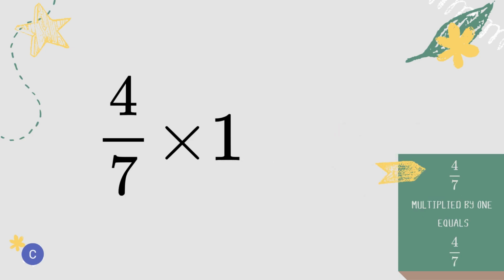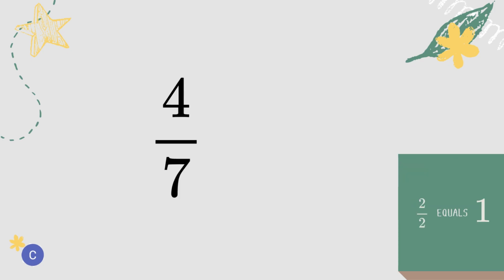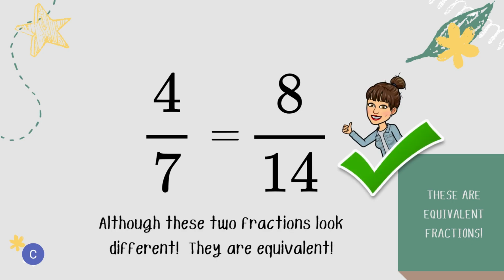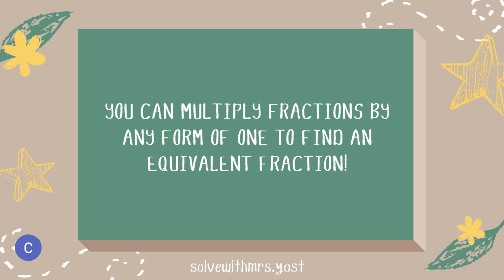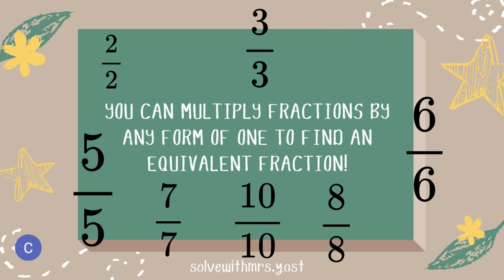4/7 times 1 is equal to 4/7. Let's multiply by 2/2 to find an equivalent fraction. One equivalent fraction for 4/7 is 8/14. These two fractions are worth the same exact amount. You can multiply fractions by any form of the number 1 to find an equivalent fraction.